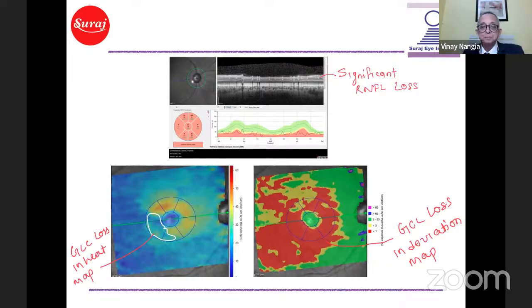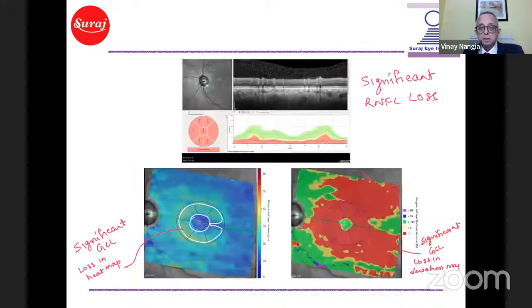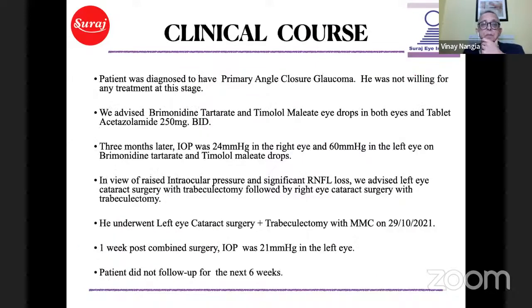And in the left eye, you can see that there's even greater damage, even though the eye retains 6/9 vision. So the patient was diagnosed to have primary angle closure glaucoma, and we advised alpha agonist, beta blockers and Diamox tablets, and he was not willing to undergo any surgical treatment at this point.